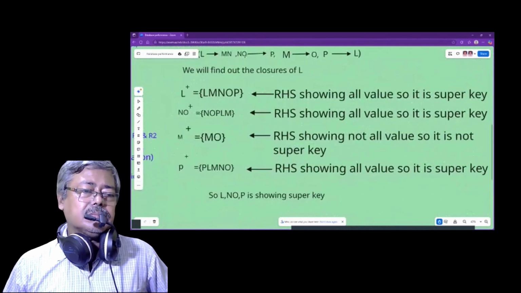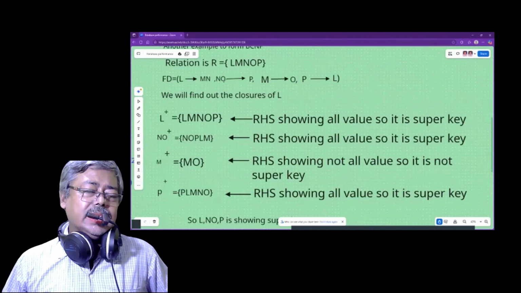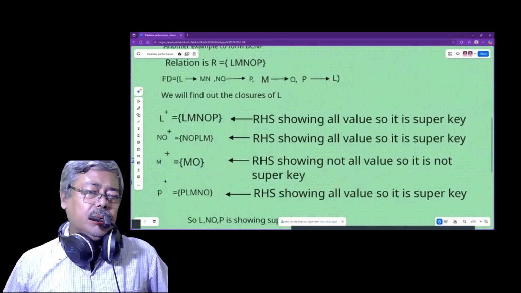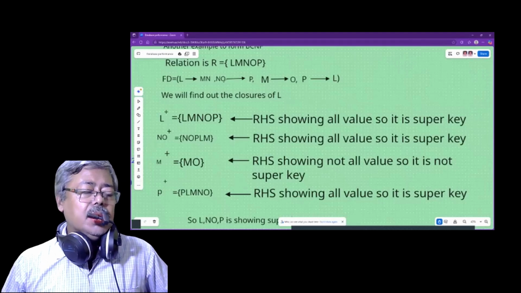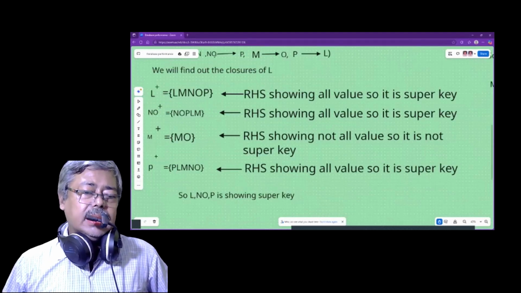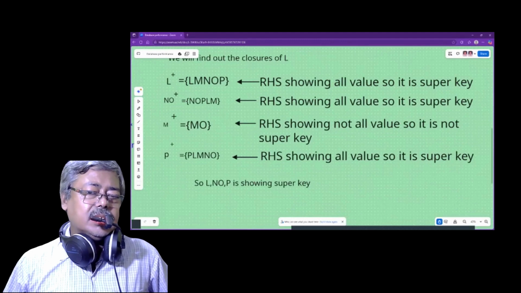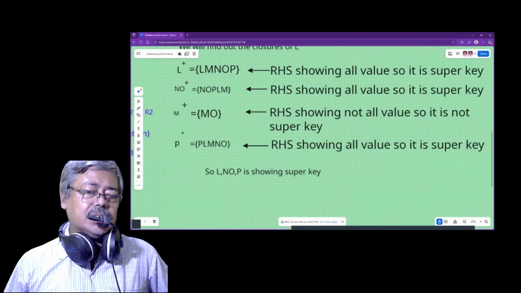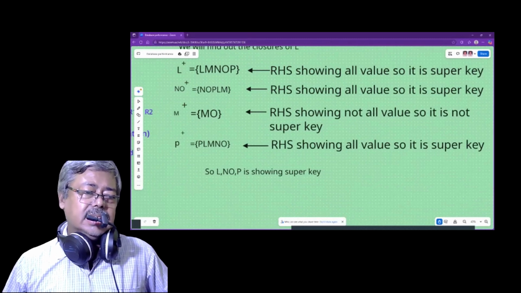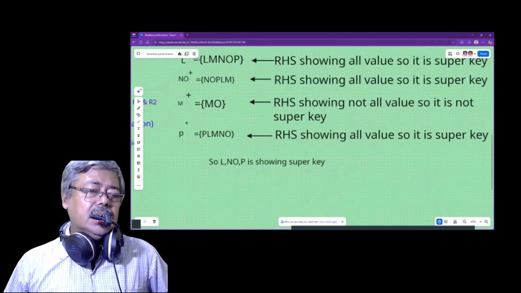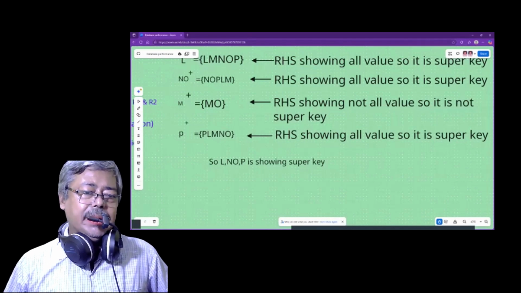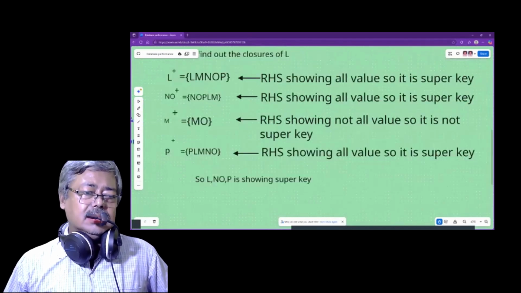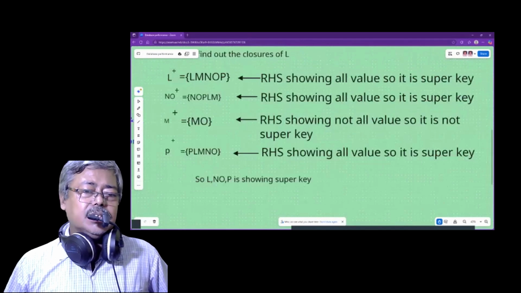Another is M. The closure of M shows only MO, so M identifies only one other attribute, that is O. So MO is not showing any super key character. This is the only one that is not a super key. Another closure, that of P, shows all the attributes: P, L, M, N, O. So only M is not showing as a super key.